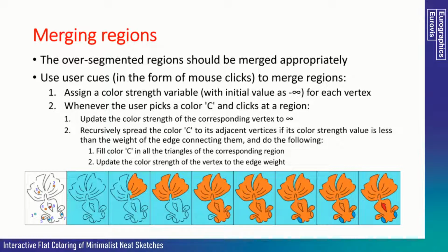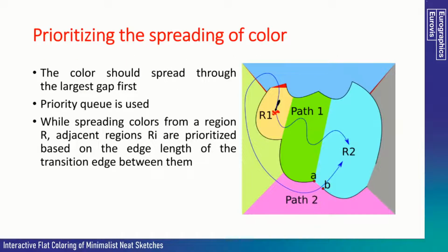Whenever the color gets spread to a region, all its triangles are colored appropriately and its corresponding color strength value is updated to the edge weight. To ensure that the color is spread through the largest gap first, we make use of a priority queue. So, whenever the user clicks at a region R1, the color is spread to region R2 through path 1 rather than path 2.